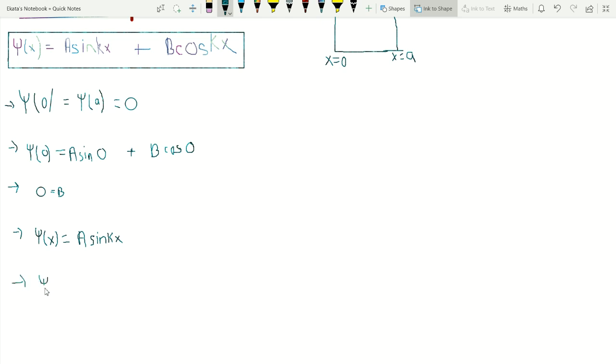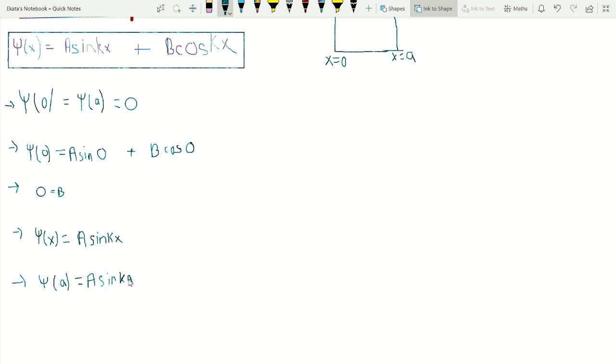It means we can write it as psi(a) = A sin(ka). So psi(a) must be 0, as I have written here, to satisfy the boundary conditions for this wave function. Here you can see that there are two situations where psi is 0. One situation is that this constant A is 0, or this expression ka must be 0, because then sin 0 is 0.